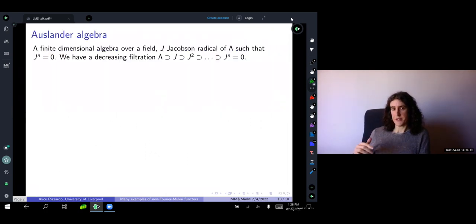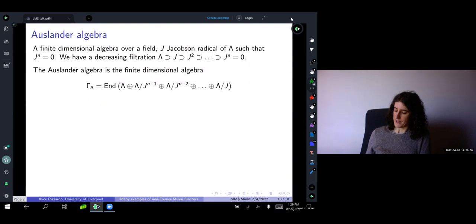The way you do this was inspired by a result of Orlov on geometrizations of algebras using the Auslander algebra. This is the classical definition of the Auslander algebra, which is a super nice algebra that has a lot of applications. In particular, it has applications to geometric realization results for algebras.